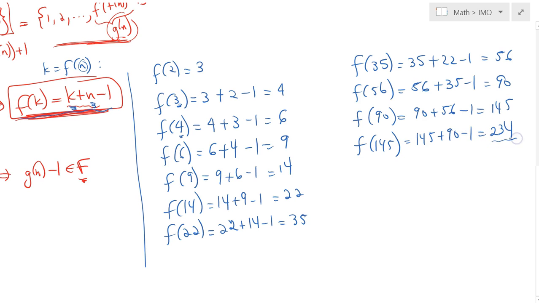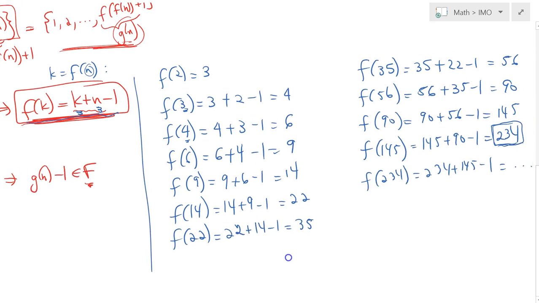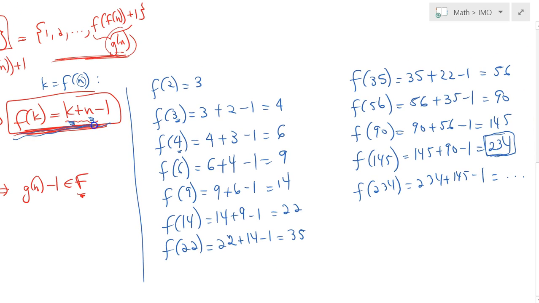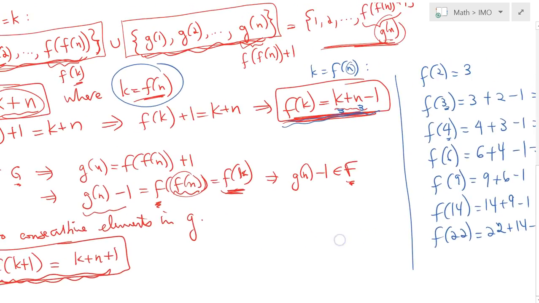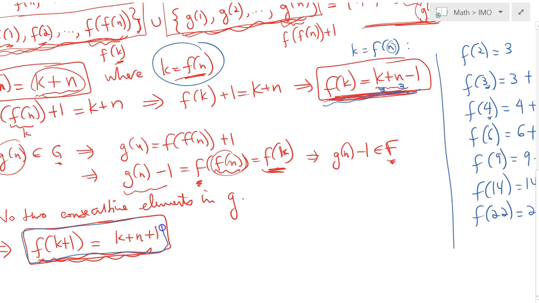Whoa, okay. The next one will be way higher, right? So f of 234 will be 234 plus 145 minus 1. I won't bother calculating it. It's way too high. So this number is close enough. I have f of 234. So therefore, just this formula by itself will not be sufficient. So let me make use of this formula as well, the next term formula here.